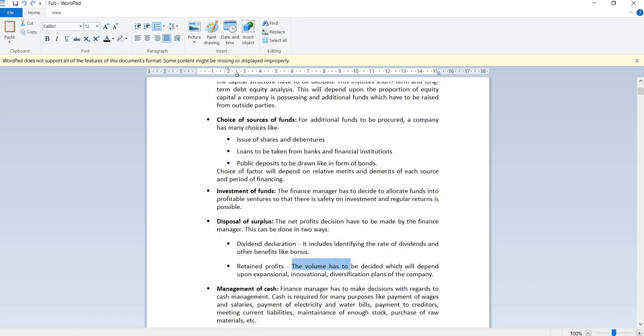So the volume has to be decided, which will depend upon the expansion, innovation, diversification of plans of the company. So the retained earnings will be used for the expansion, innovation, or diversification, and it can also be used to sustain losses. So if there are losses in the next year, at least we still have funds kasi meron kang hindi dineclared na dividends, which is retained earnings.